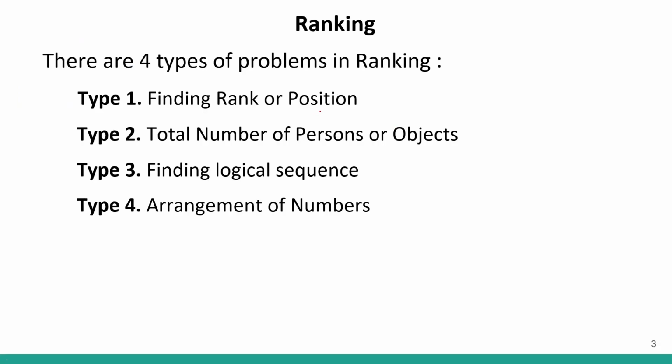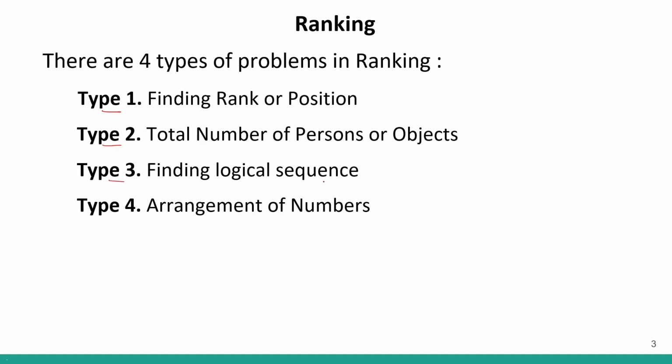Now, in the previous lecture, we discussed that there are four types of questions that can be formed from ranking for your competitive exams. Type 1 is basically finding the rank or position of a person or an object. Type 2 deals with finding the total number of persons or objects. So, number of people in a class, number of people in a row, such types of questions.